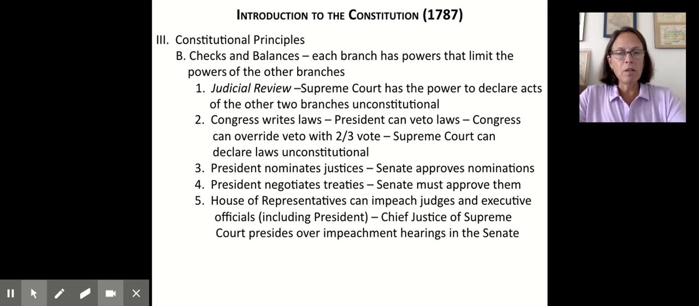And this happened actually just this past year in December. The House of Representatives impeached Trump. The trial was in the Senate, and he was acquitted. And John Roberts was the judge in that trial, as he is the Supreme Court Justice. We're going to talk about all 5 of these examples in more depth as we go through our semester.